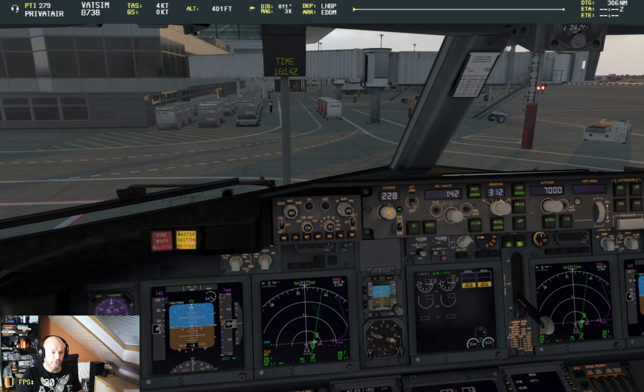Yeah, Private at 279. Request pushback, please. Private jet 279er, startup and pushback approved, facing the exit point Hotel 1. Start, push approved, face Hotel 1.